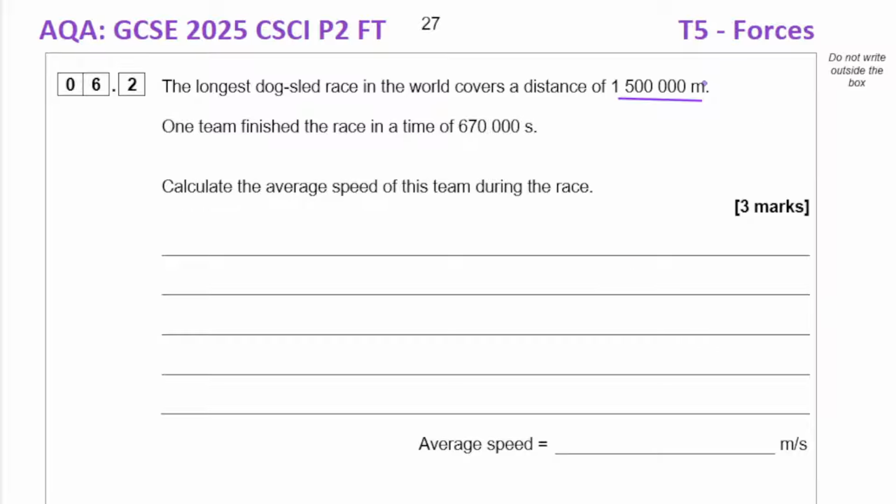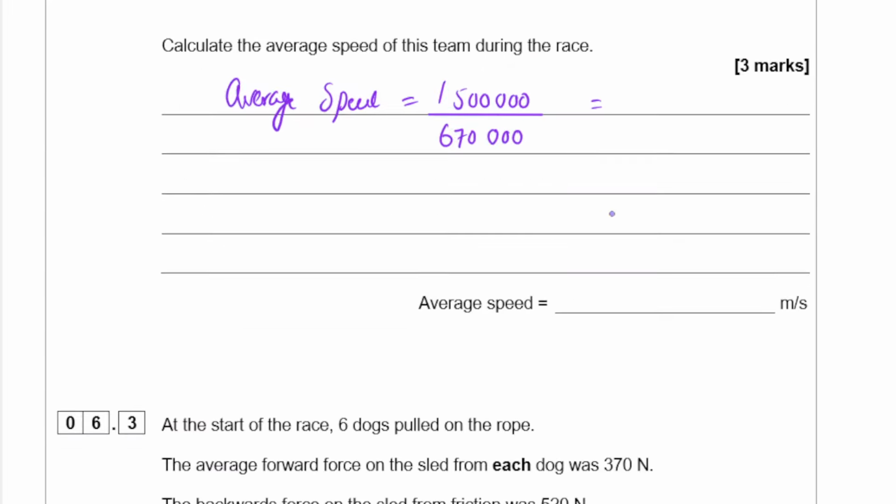So it's already in meters and in seconds, so you don't have to change. So average speed equals the distance, 1,500,000, divided by 670,000. That should give you an answer of 2.2 meters per second. That's really fast, right? So 2.2 meters per second.